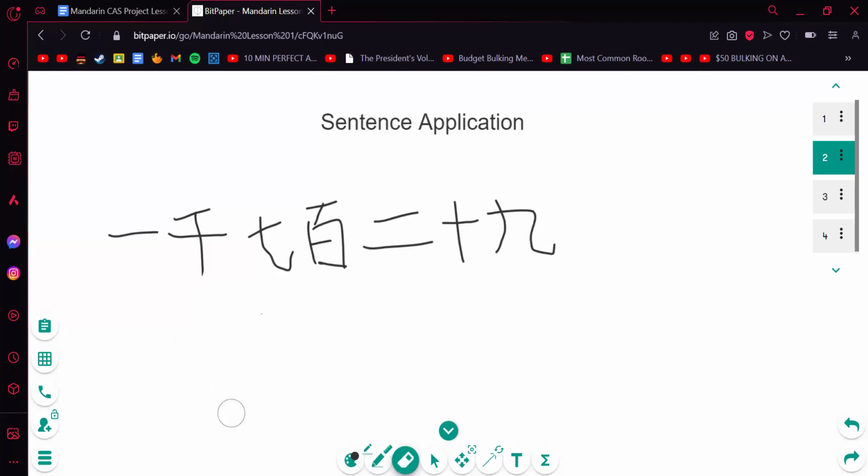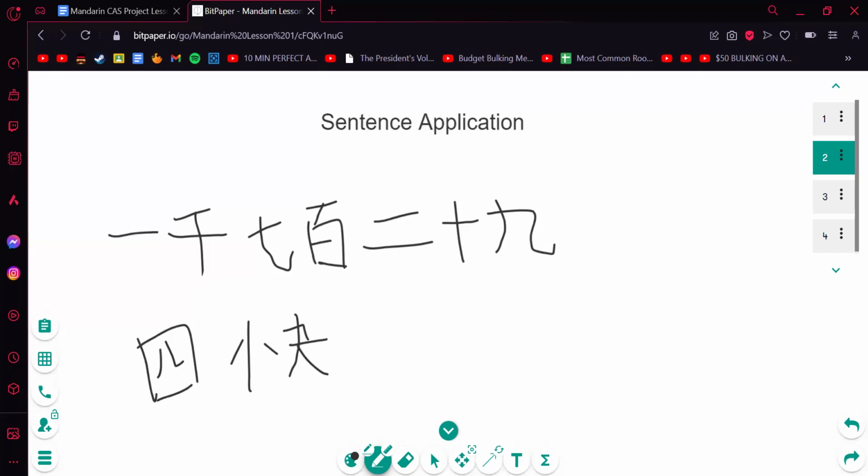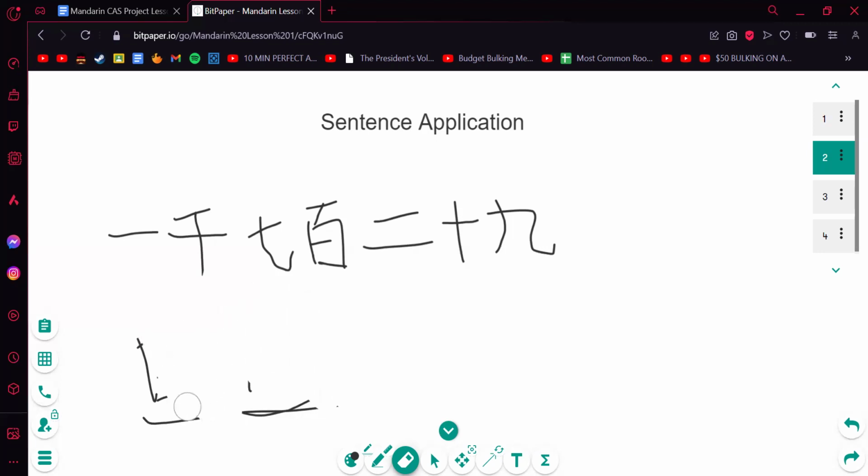But then of course, we also learned the one for money. So if I say 4块, that means like $4. So anytime y'all want to talk about bands, use this term, but I know y'all got none, so probably won't be using that a lot. All right, yeah. I don't think there's anything else we have to go over for sentence application. Let's see. I think that's it.